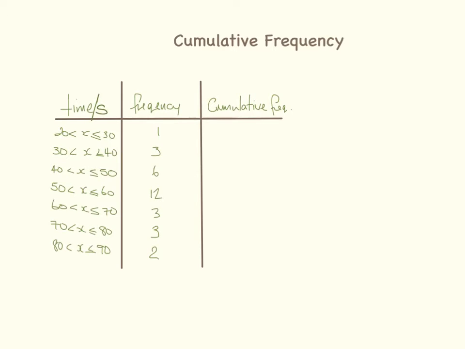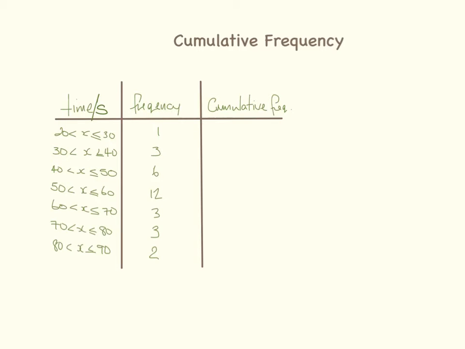Okay. And we've got 6 men took between 40 and 50 seconds. 12 men took up to a minute to do it, and so on. You got the idea. Okay, good. Right, so what we're going to do is take this information and represent it on a cumulative frequency graph or cumulative frequency diagram.